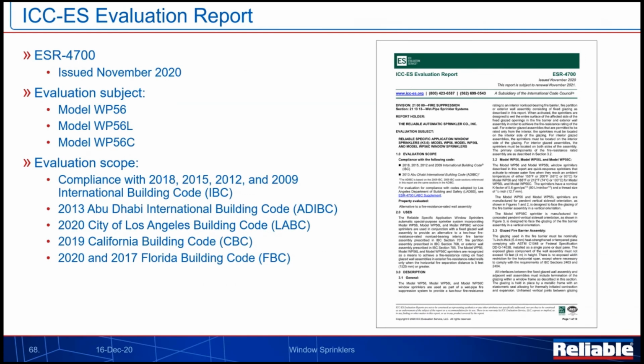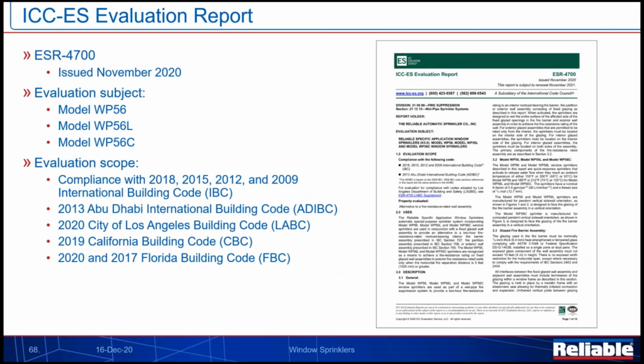ESR-4700 was just issued in November. It's available on the ICC-ES website. We also have links to it on our website and in our bulletin for our products, but it evaluates all 3 of the window sprinklers that we just discussed. And it has the industry's most comprehensive scope with respect to building codes and various localized building codes throughout the world.